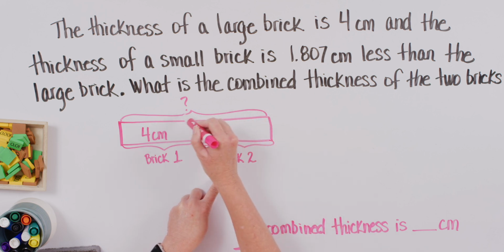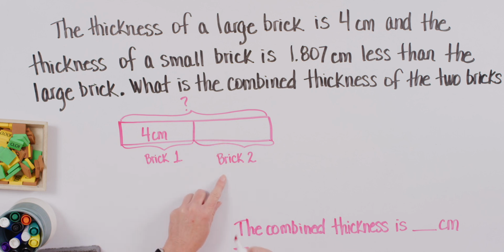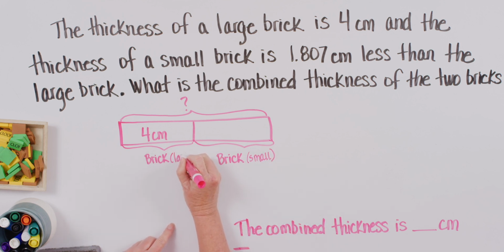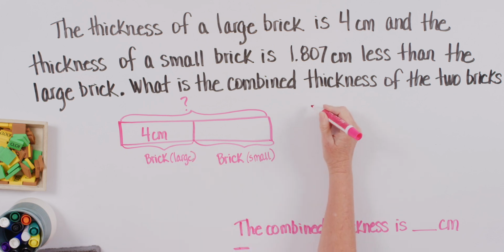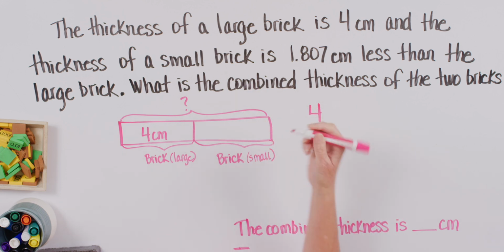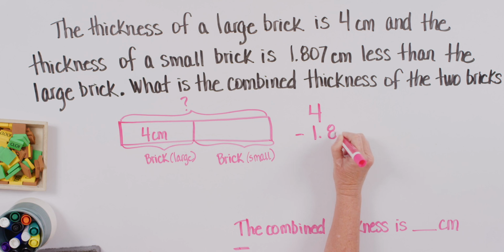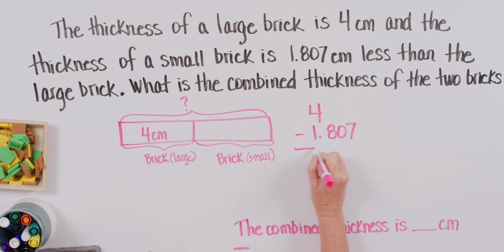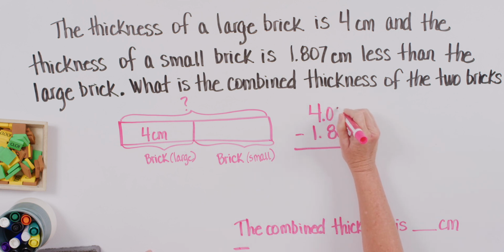So we are looking for the total combined thickness, but we need to know how to find brick number 2 or our small brick. In fact, I will relabel these. That will probably be a little better for us. Okay, so our large and our small. You may already know that we need to take our large brick and subtract our 1 and 807 thousandths, right? Because it's 1 and 807 thousandths less than the large brick. So we need to find the difference of these two.